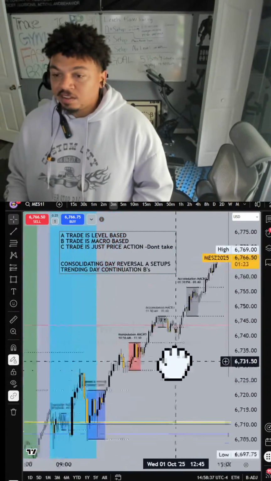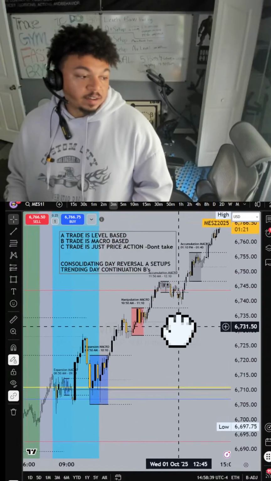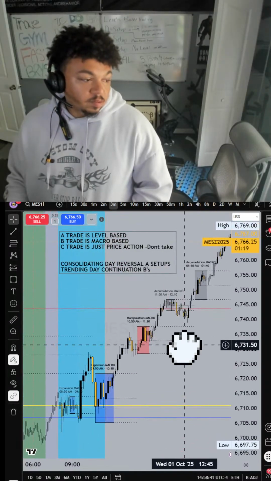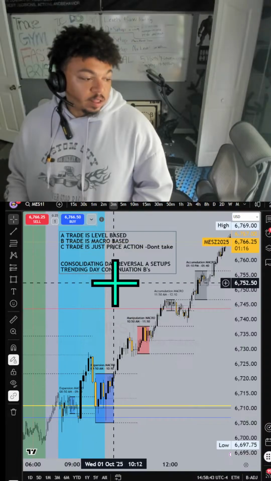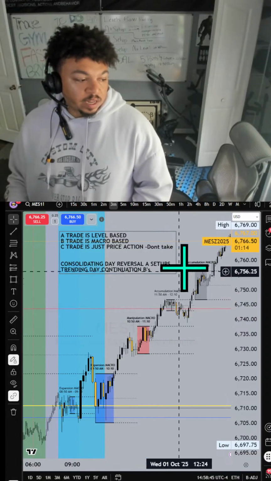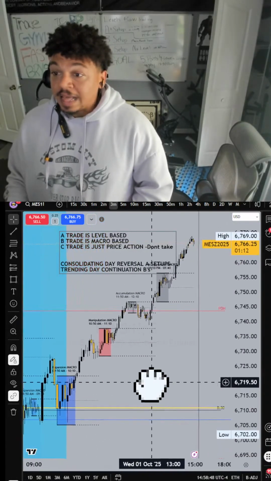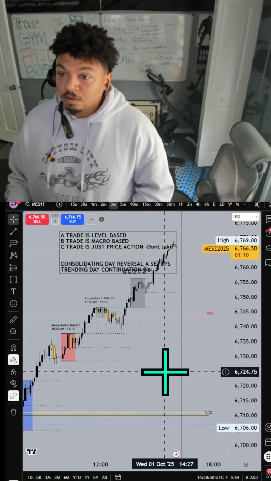A trades are level based, B trades macro based, C trades are just price action. Don't take C trades. Consolidating day, reversal A setups. Trending day, continuation B setups. That's my trading plan. That's the model, right?